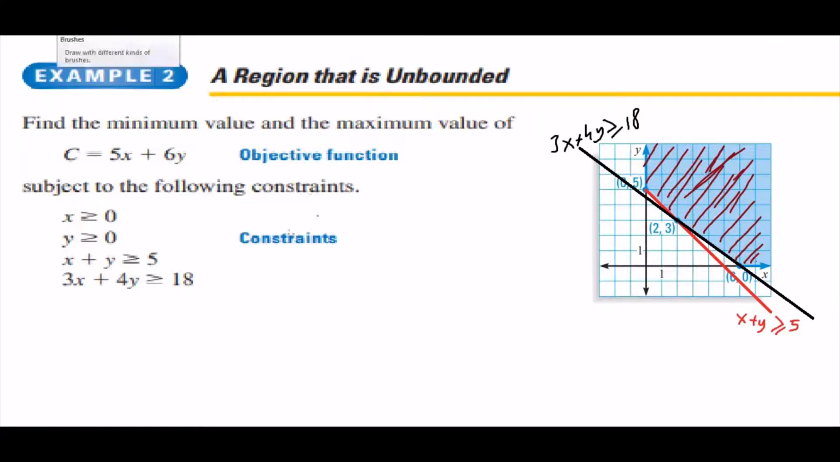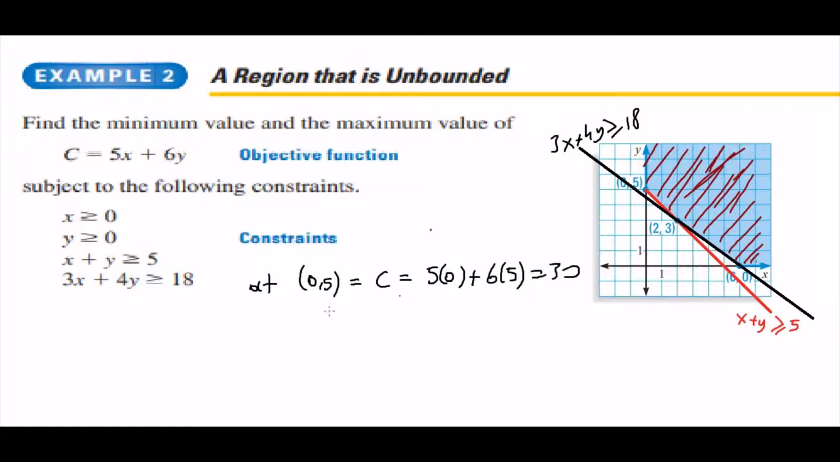So here we can only find the minimum for this objective function. Let's find that. So we are going to plug in vertices into the objective function. So at (0, 5), our objective function c is equal to 5 times 0 plus 6 times 5, which is 30.